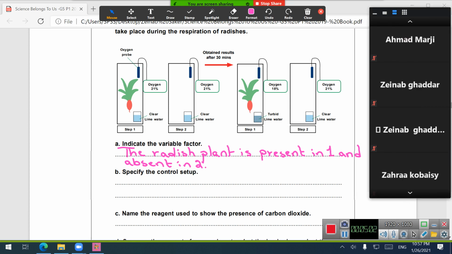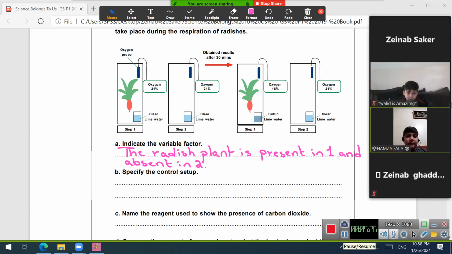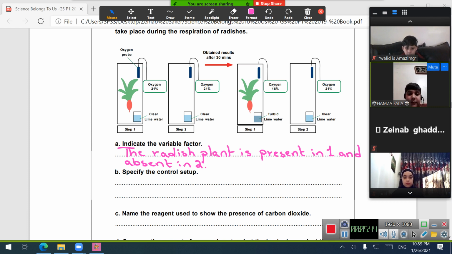In part B, we have to specify, and justify our answer, the control setup. The control setup means the setup that didn't take any change. So which one is the control setup? Okay, Hamza, can you specify the control setup? Step 2 is the control setup. Why, Hamza? Because nothing is changed. Excellent, Hamza. Thank you.